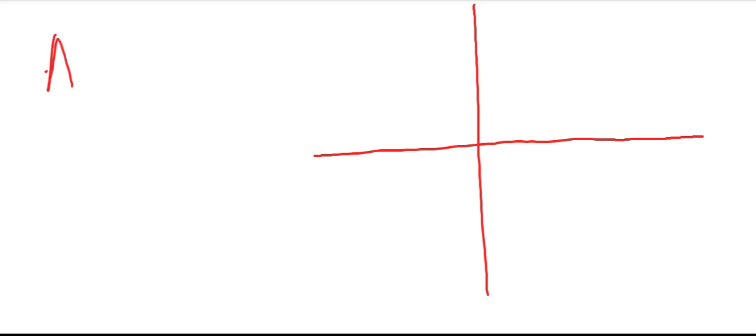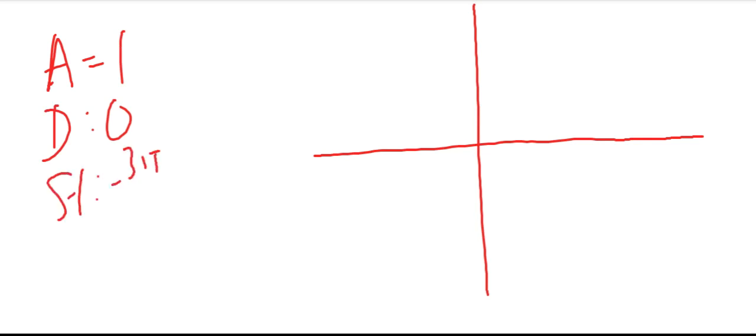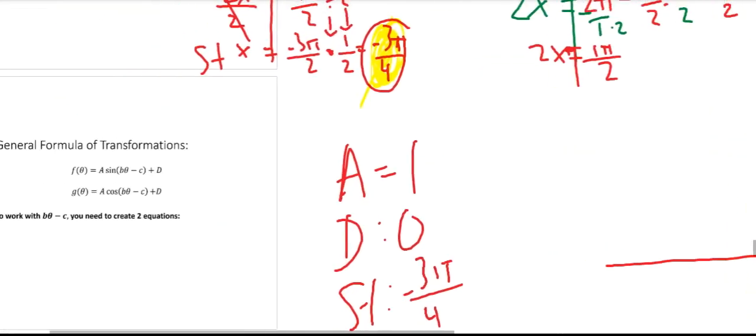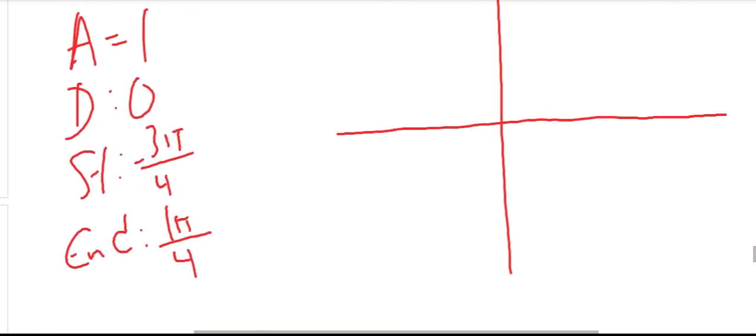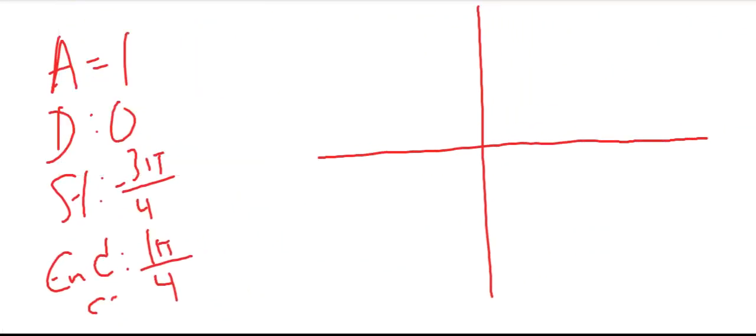So let's see, we're working with a equals 1, because I saw that. We're working with the midline still being 0. We're working with the start being negative 3 pi over 4, and the end being 1 pi over 4. This is where we're going to just do super rough sketches. And I already forgot, it's cosine. So let's do cosine. We remember cosine looks like that. Midline is at 0. There you go. The amplitude is 1, so it's going to go up 1 and down 1.